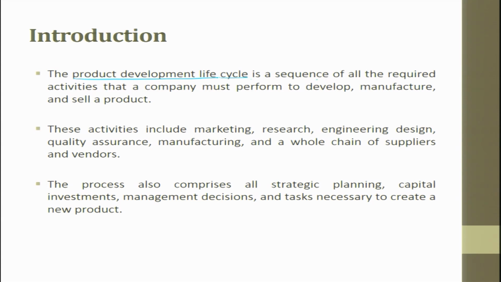Product life cycle is a sequence of all the required activities that a company must perform to develop, manufacture and sell a product. So, these activities can include marketing, research, engineering design, quality assurance, manufacturing and a whole chain of supplier and vendor. Okay? These activities, whatever it is there. So, the process also comprises all strategic planning, capital investment, management decision and tasks necessary to create a new product. So, all these things are part of product life cycle.